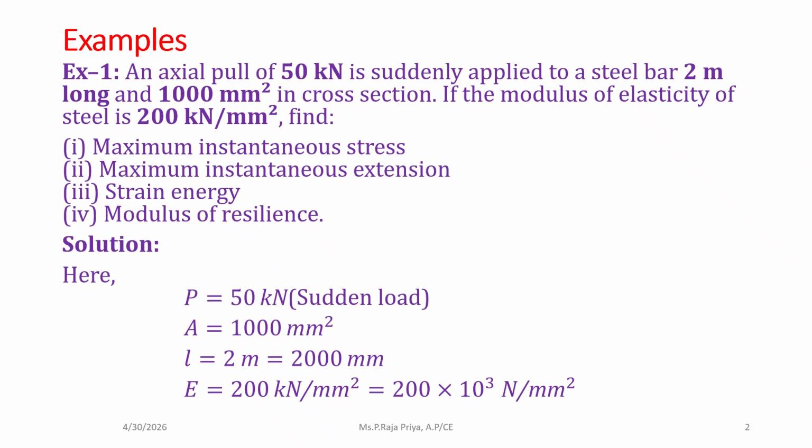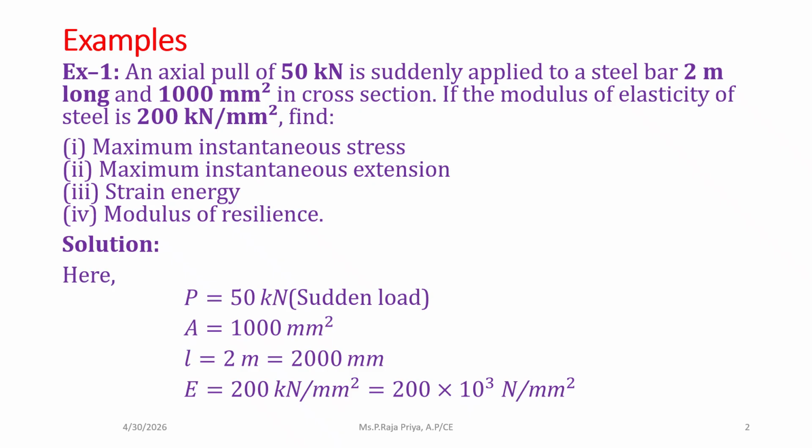Before proceeding with the problem, see to it that you have all the quantities in the same units, that is, one in meter, one in mm. You just convert it into your comfortable units. E is given as 200 kilonewton per mm square. So area is given in mm square, length is in meter, convert it into mm. So it will be 2000 mm and Young's modulus is given as 200 kilonewton per mm square, convert it into Newton per mm square. So it will be 10 power 3 Newton per mm square.